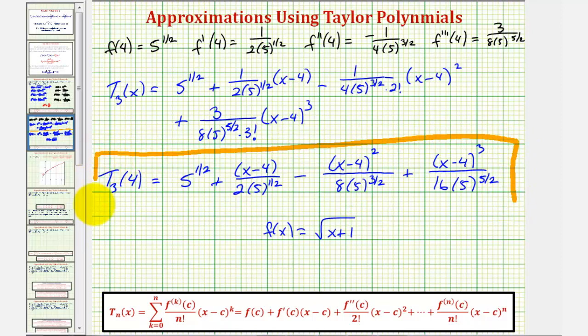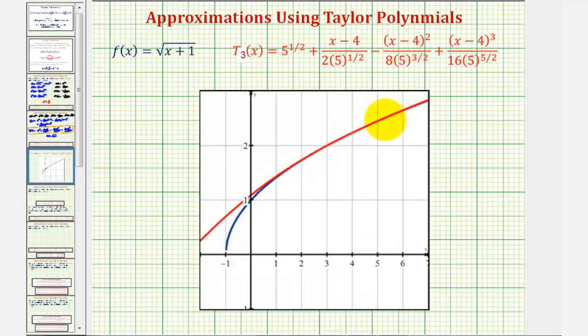Let's compare the graph of our Taylor polynomial to the graph of our function around x equals 4. The original function is graphed in blue, and the Taylor polynomial is graphed in red. Keep in mind the Taylor polynomial is centered at x equals 4, which is here. And notice around x equals 4, the red polynomial is a very good representation of the original function f of x, which means if we needed to, we could use the polynomial function values as approximations for the true function values of f of x.